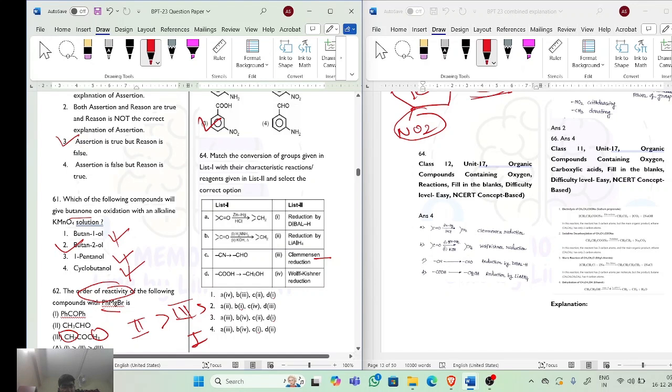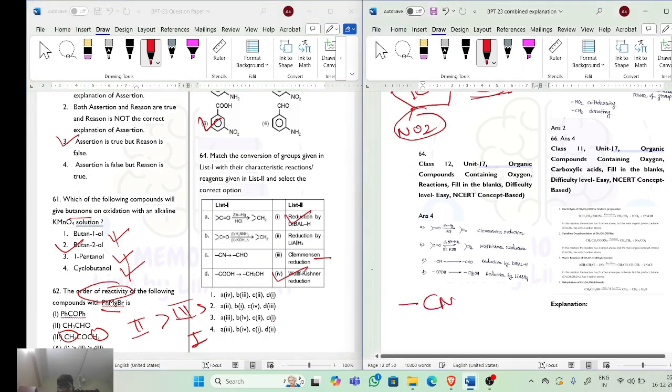In option number B, we are given the carbonyl compound, then we have the NH2 group. It is also reducing, and this reaction is known as Wolff-Kishner reduction. In option number C, we are given CN and it is going to CHO group. This reduction is done by DIBAL-H. DIBAL-H is used to reduce the CN group to the CHO group.